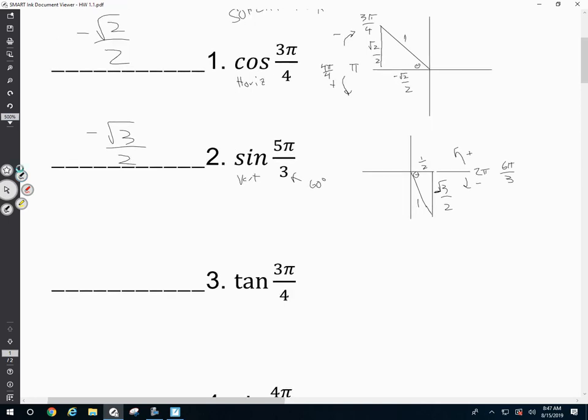Okay, tangent 3 pi over 4. I already did a 3 pi over 4 over here. Tangent is sine over cosine, or opposite over adjacent, or vertical divided by horizontal. For tangent of 3 pi over 4, it's going to be root 2 over 2 over negative root 2 over 2. That's going to be just 1, but negative 1 since it's a positive divided by a negative.